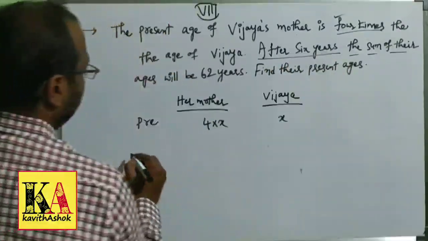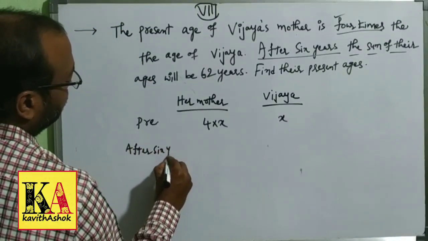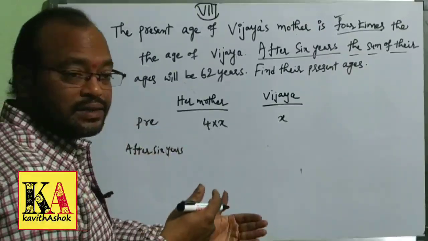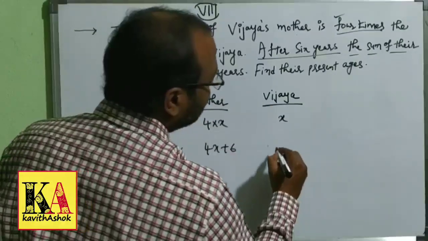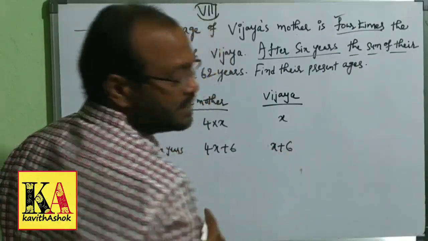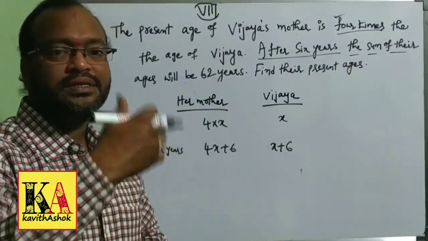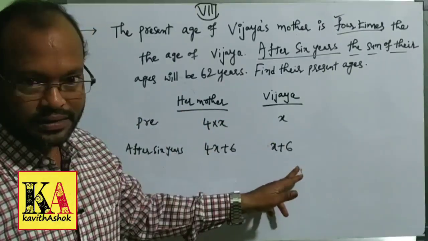After 6 years. So this is after 6 years. Automatically her mother's age increases to 4x plus 6 and Vijaya's age is also increased to x plus 6, like this. If our present age is 10 years, after 6 years it will become 16. Just we have to add those years. So here also we added that 6.